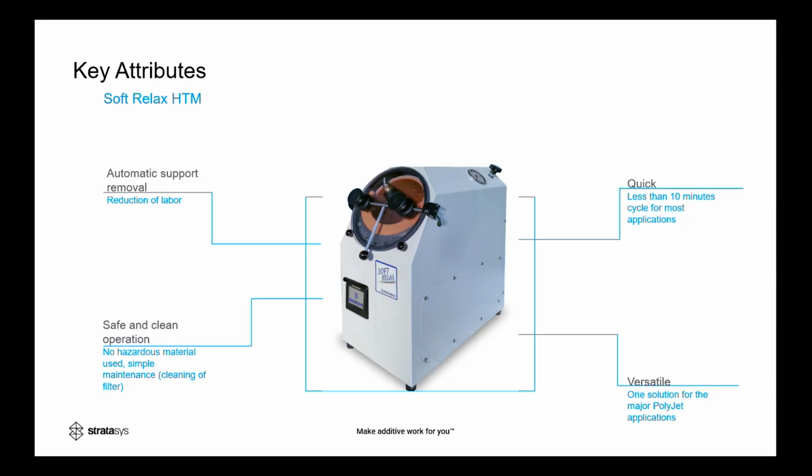One of them, we'll start here with the Soft Relax HTM. If you haven't utilized that or been exposed to it at all, it will decrease your water blasting production labor by 90%, and it also will ensure that the support material is fully removed in those areas that are difficult to remove manually. If you do not remove all of the support, it will cause issues with staining or polishing and things like that. So we do encourage you to check this out.